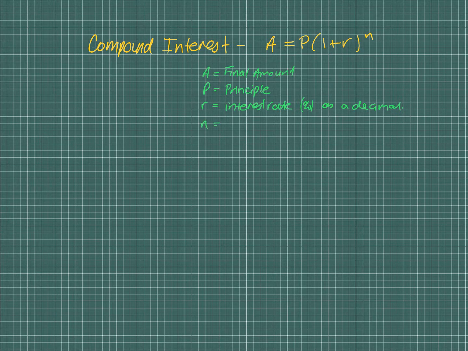And n, now n is not the number of years. n is the number of compounding periods. Now that might seem a little bit strange to you, okay, but trust me, it will become clear in a moment. And I will say people do struggle with compounding interest, okay. So let's have a look at a question. Example 1. Let's say I invest $1,000 at 5% per annum for 3 years, compounding annually.